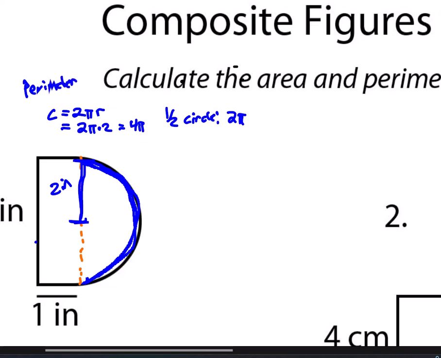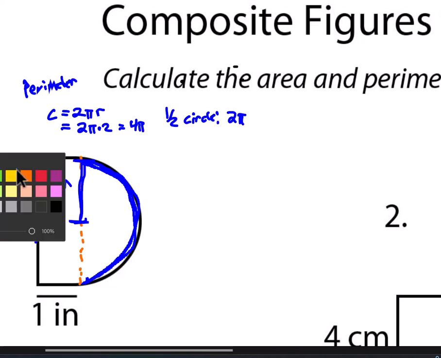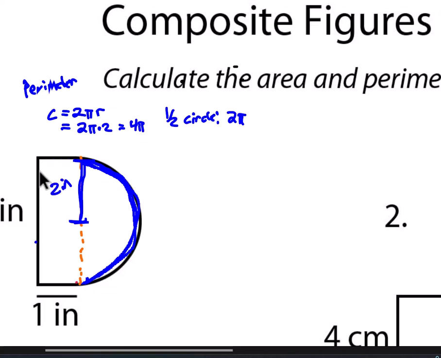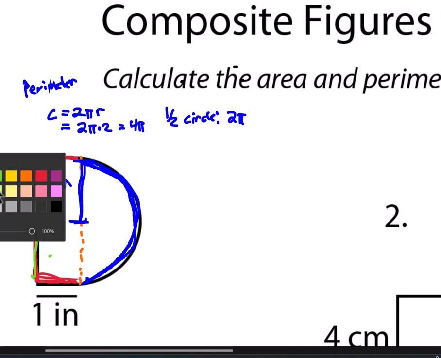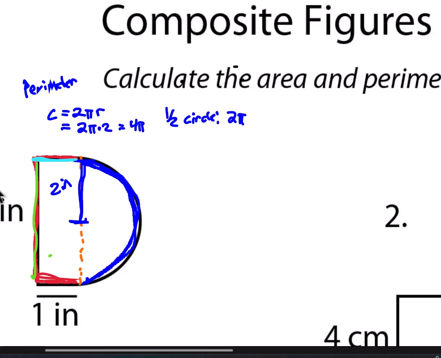Okay, now I also have part of a rectangle. So I need to see which sides of the rectangle I have. And sometimes with a rectangle, it's easier rather than thinking of some formula for the perimeter, just to add them up. Just look at what you've got and add them up. So I have the rectangle here in red. So I have 1 inch here. And then I have 4 inches here. And then I have another 1 inch up here. So the part of the perimeter from my rectangle is 1 plus 4 plus 1. So that's 6 inches.